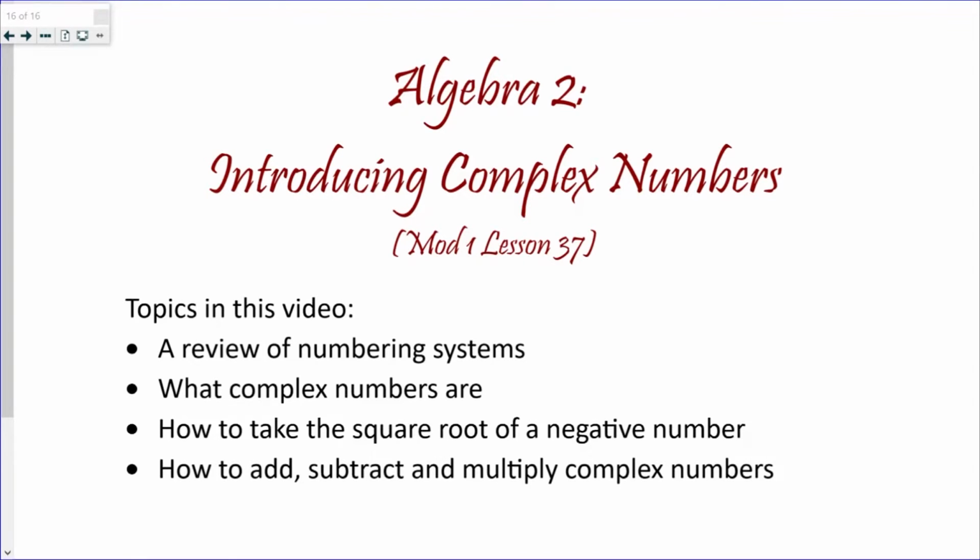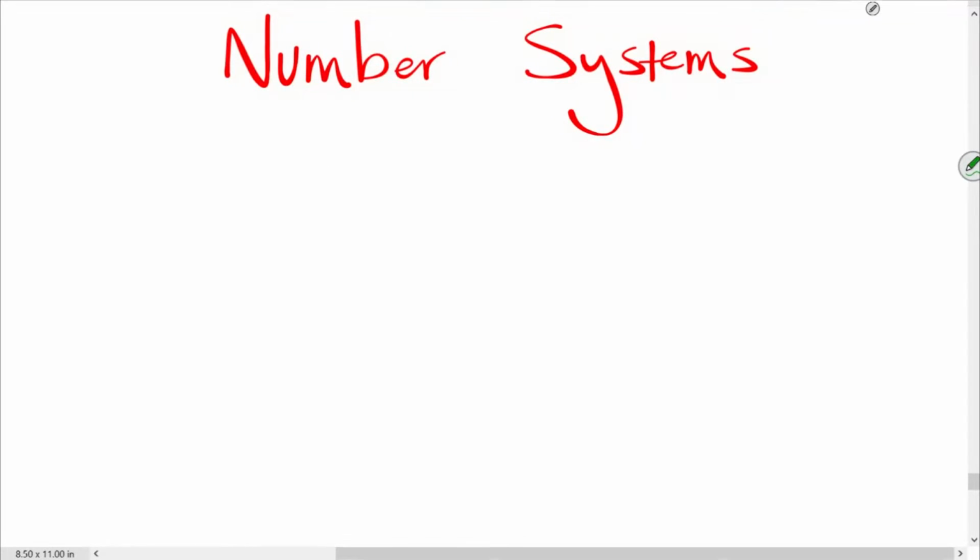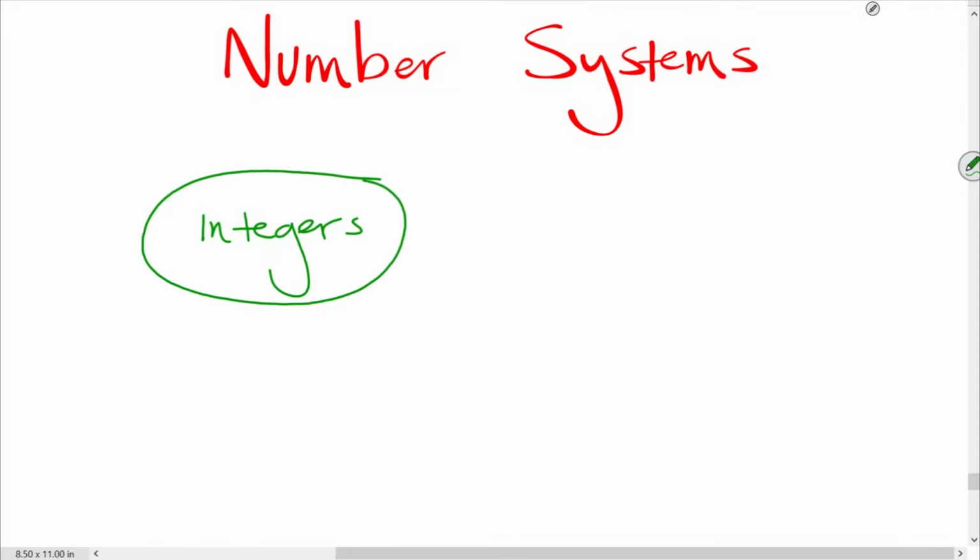Let's get started. The best place to start this conversation is to go way back and review different numbering systems that we have. Now this will not be an extensive list. I actually want to start at an unusual place for this discussion, and that is with integers. Within integers there are whole numbers and natural numbers. But think about integers as all the whole numbers that are both positive and negative, including 0. That's a good place to start because that's what you probably think about with numbers, whole numbers at least.